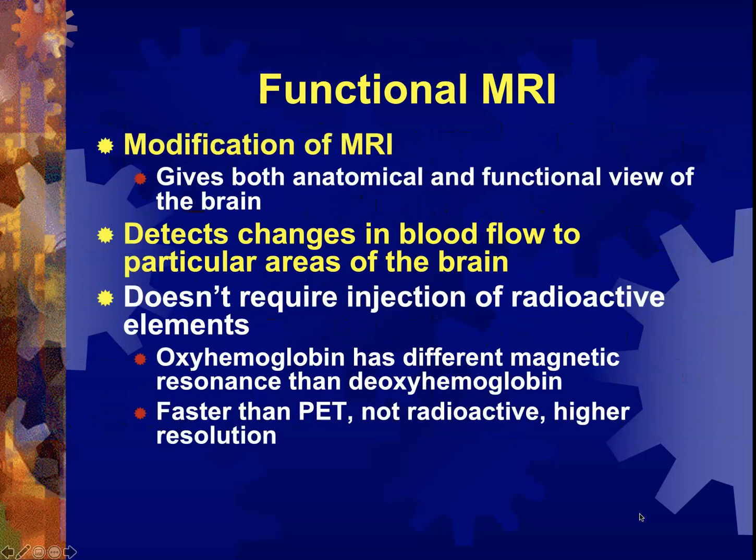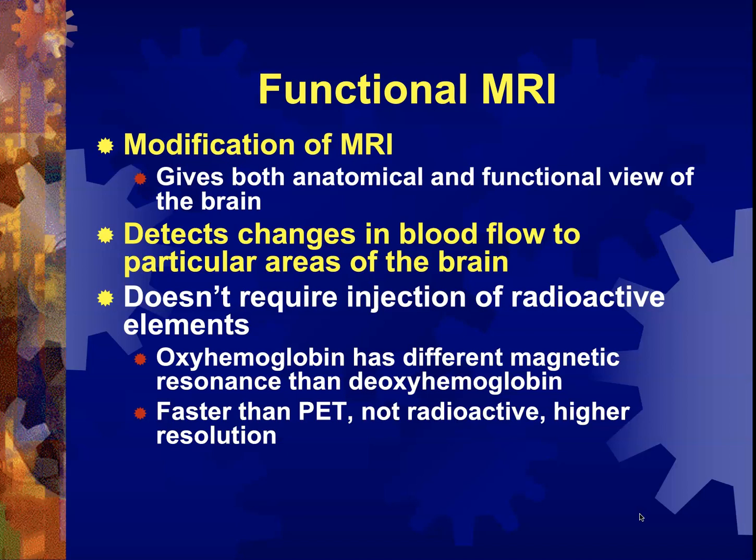Last one I'll talk about is fMRI, functional MRI. And they modified the MRI. And so it gives both an anatomical view, which MRI does, and a functional view of the brain. And fMRIs are hot, but we're starting to hesitate a little. So what these do is these detect changes in blood flow to particular areas of the brain. So you don't have to put the 2DG, the radioactive substance, in there.